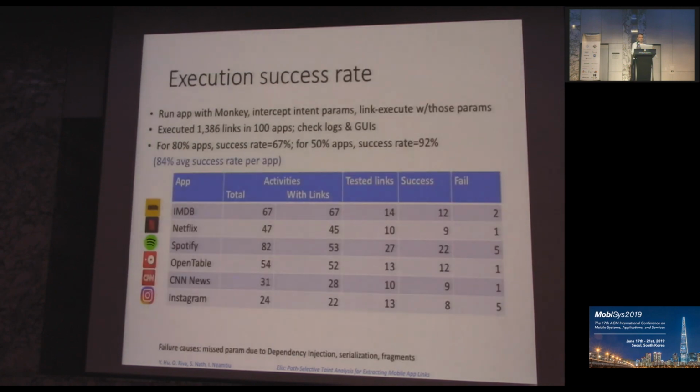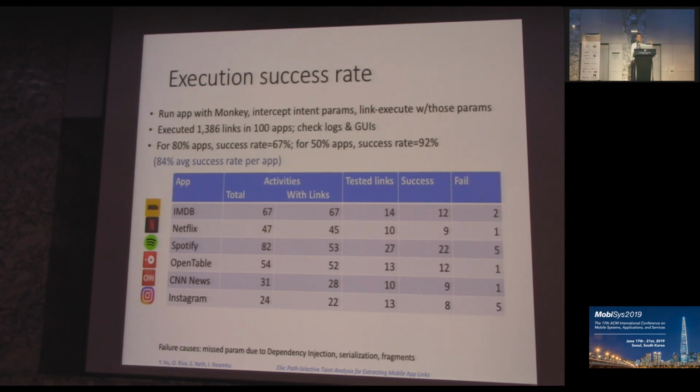So to give you an idea as to what we observed with dynamic analysis, we ran the app with Monkey. As I said, we intercepted the intent parameters, and then we execute the links with those parameters. Because Monkey can't exercise all the activities, it doesn't achieve perfect coverage. It's good, but it's not perfect. We were only able to execute 1,300 links in 100 apps, and then we performed 2 checks.